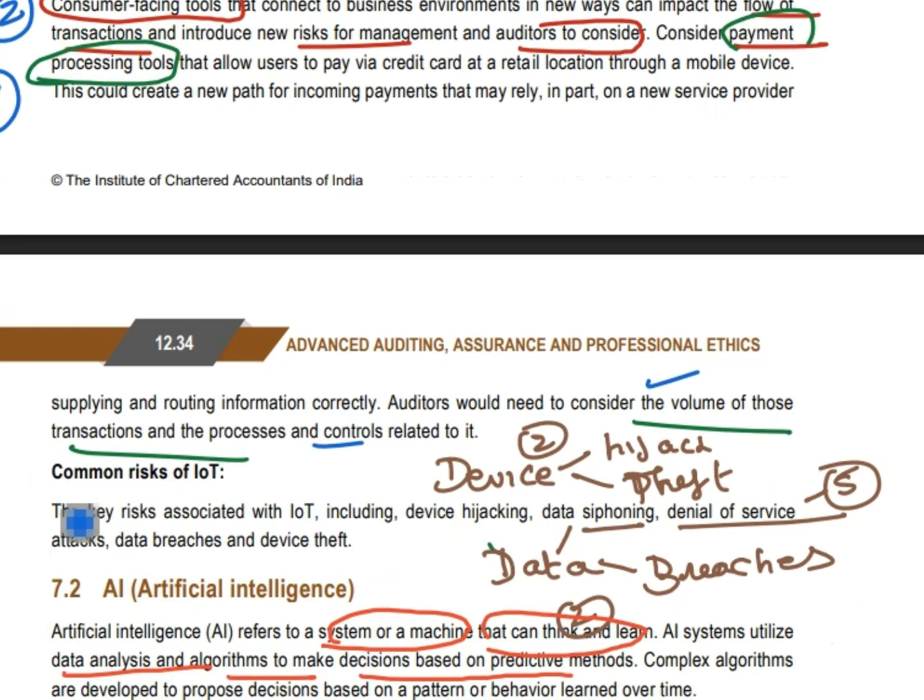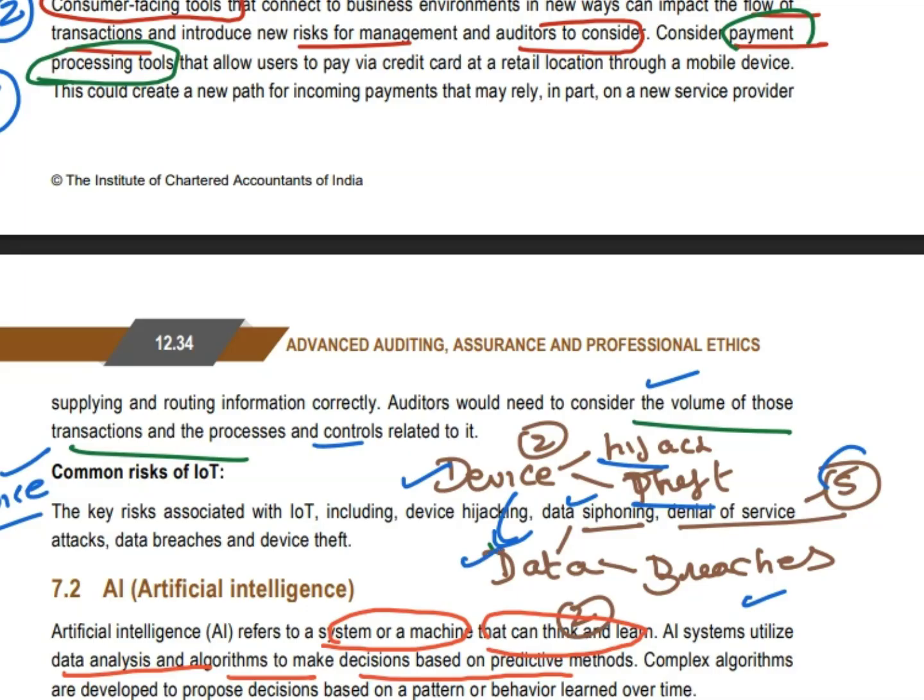And what is the common risk? Common risk in Internet of Things. In Internet of Things, devices are getting connected to the internet, correct? So device hijacking, theft of the device, these are the two things. And we are going to take data out of it, right? So data siphoning and data breaches, and last it is denial of service, if you remember. Okay, or else at least you remember these four.